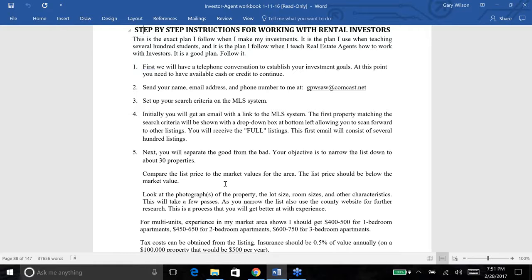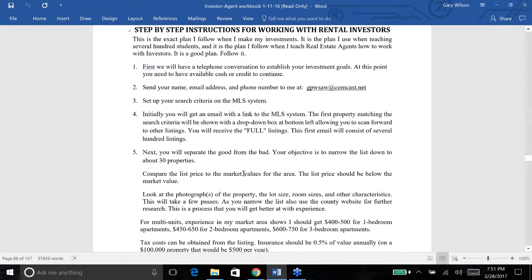Okay. Now, if the list price is below the fair market value, you're going to keep that one in the good pile. And you're going to go look at it again in this second wave of activity. This first wave of activity, you're simply comparing list price with fair market value. Anything over it, you discard. Anything under it, you keep. That's as simple as that.